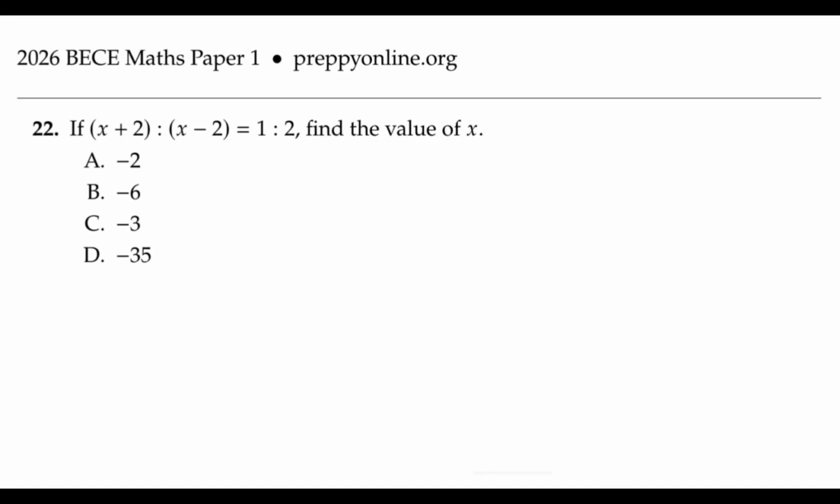Question 22. Here we are given that the ratio of x plus 2 to x minus 2 is equal to 1:2. And we are supposed to find the value of x. So one way to write this expression, x plus 2 is to x minus 2 is equal to 1:2, is to write them as fractions. So the ratio x plus 2 is to x minus 2 can be written as x plus 2 over x minus 2. And now this ratio is equal to 1/2.